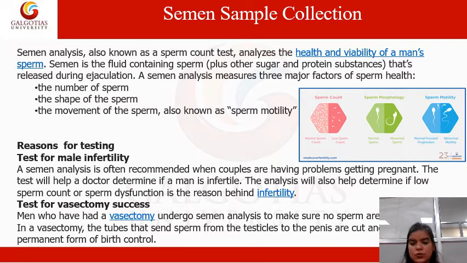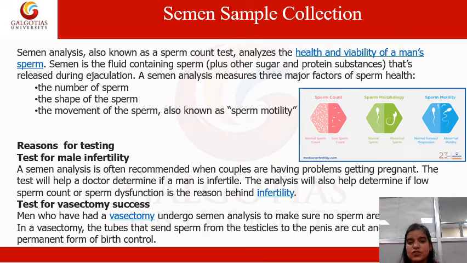Semen sample collection is a very important collection nowadays for IVF and fertility tests. People should be very conscious and follow the prescribed instructions while collecting this sample. Semen analysis is also known as the sperm count test. It analyzes the health and viability of a man's sperm. So there are two things we check: the amount and the viability of the sperm. Semen is the fluid containing sperm that's released during ejaculation.